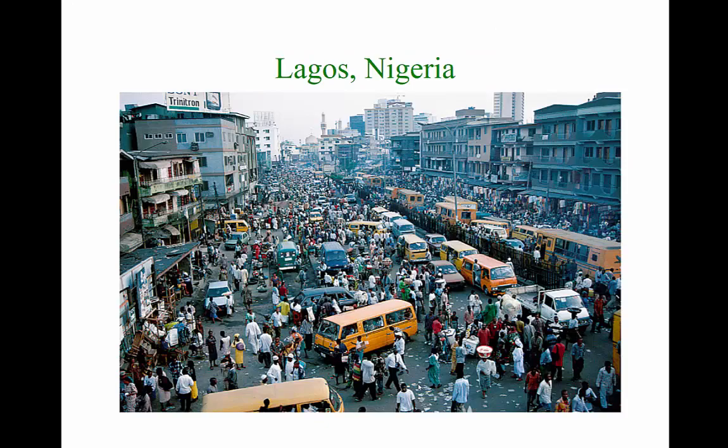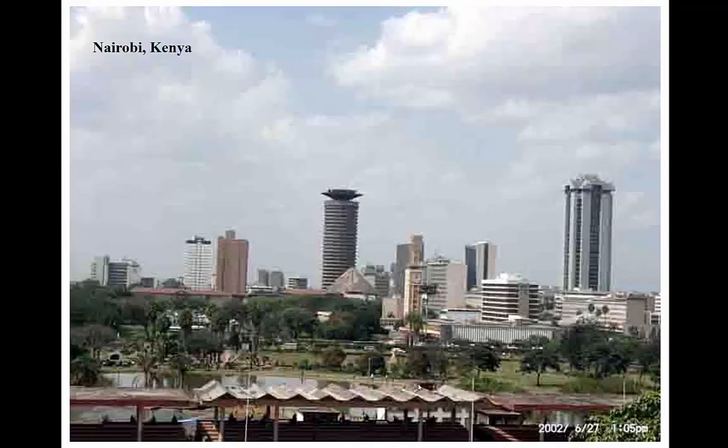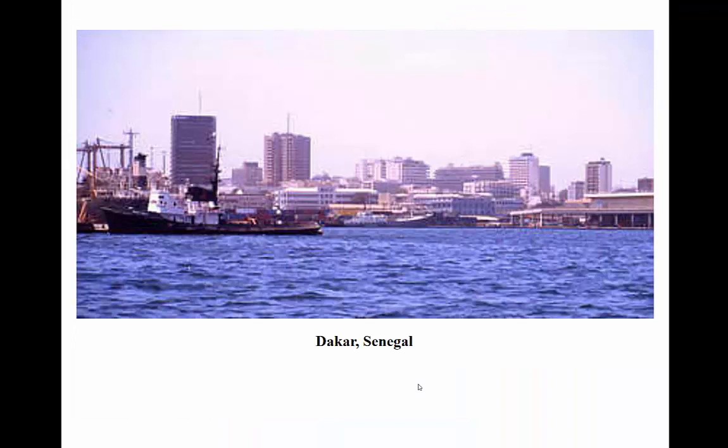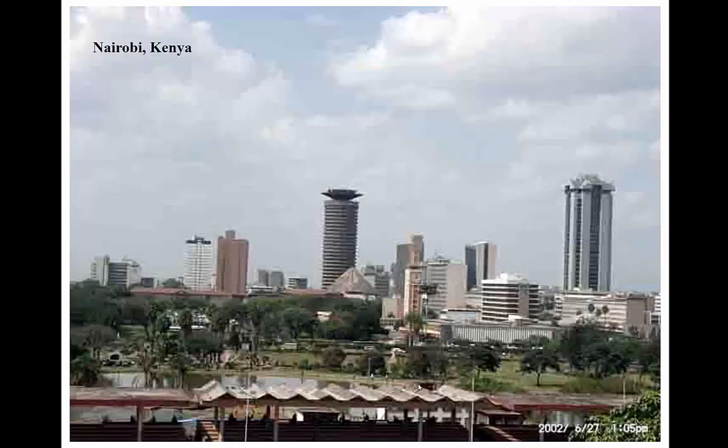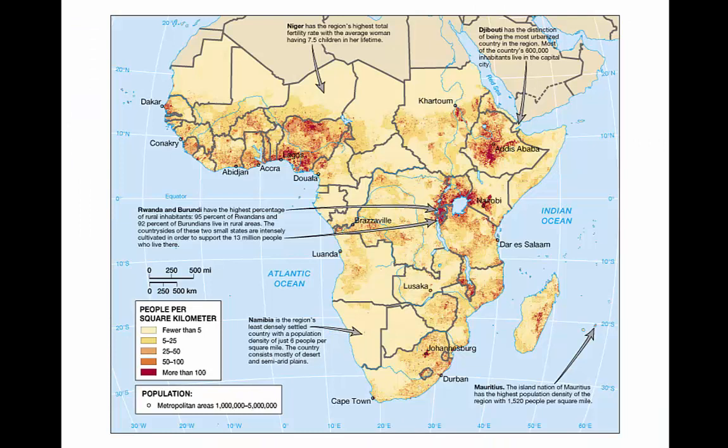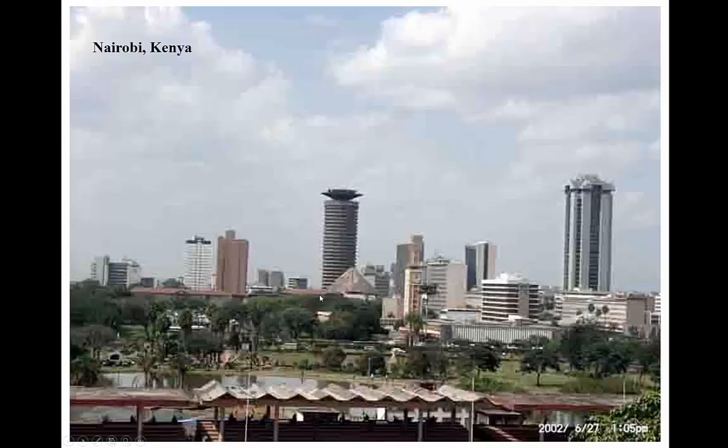This is a picture from Lagos, Nairobi, Kenya, Senegal over on the western coast. This is Timbuktu in Mali. All up here, literally in the middle of the Sahara Desert.